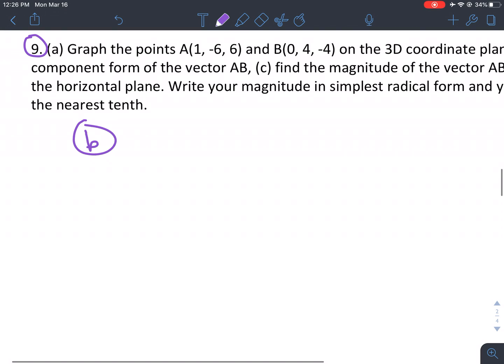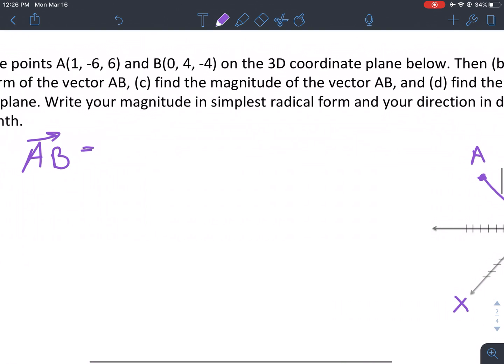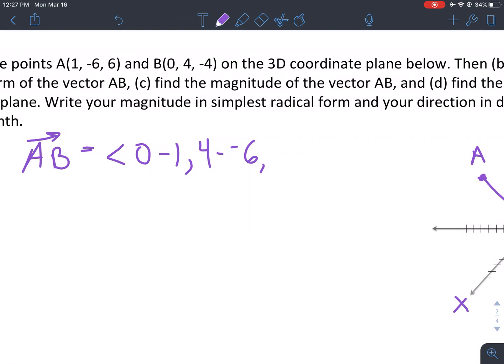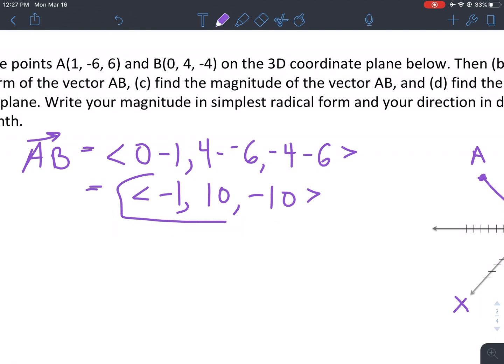the component form of the vector AB is given by taking each coordinate and subtracting them. So the x component is going to be given by 0 minus 1. The y component is going to be given by 4 minus negative 6. The z component is going to be given by negative 4 minus 6. That should come out to negative 1, 10, negative 10. And we're done.